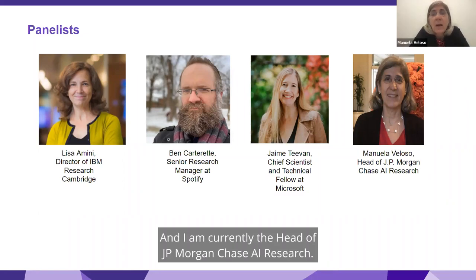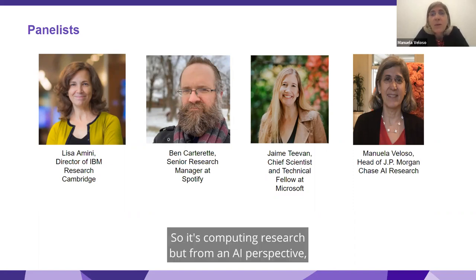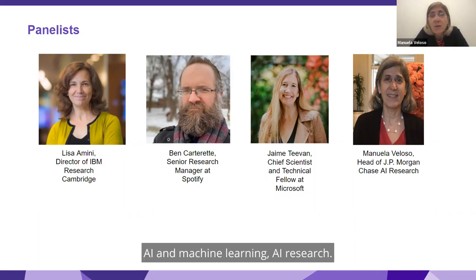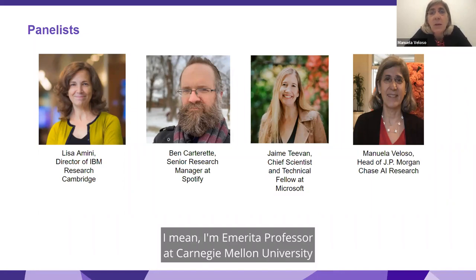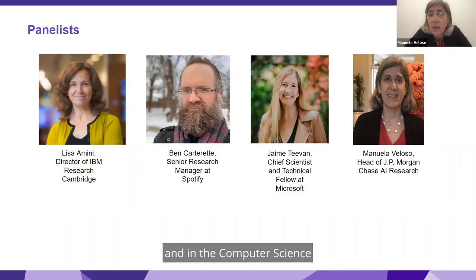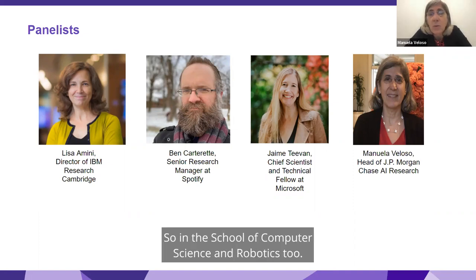Hi, so my name is Manuela Veloso, and I am currently the head of JP Morgan Chase AI research. So it's computing research, but from an AI perspective, AI and machine learning. We are a group that is 4 years old. I came to JP Morgan in July 2018 from academia. I was a professor at Carnegie Mellon University, in the computer science and machine learning departments, and in the School of Computer Science in robotics too. And then I came to JP Morgan.